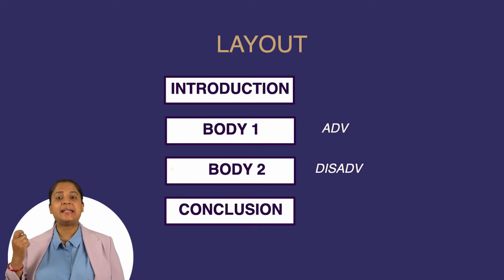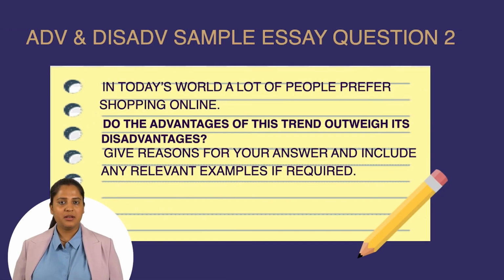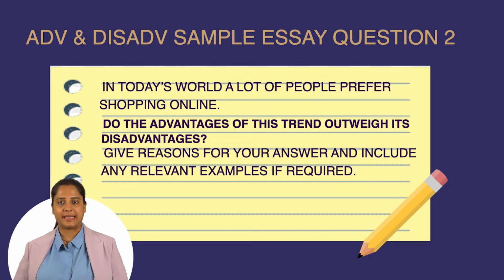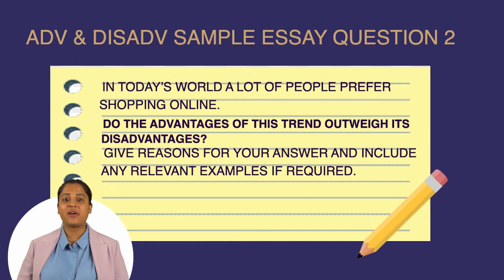The advantages and disadvantages essay type can also be asked in a little varied way. For example, the question presented on your screen. The topic in the question is same as the previous one, but the task type changes slightly. Now, it wants us to tell if the advantages outweigh the disadvantages of this trend.